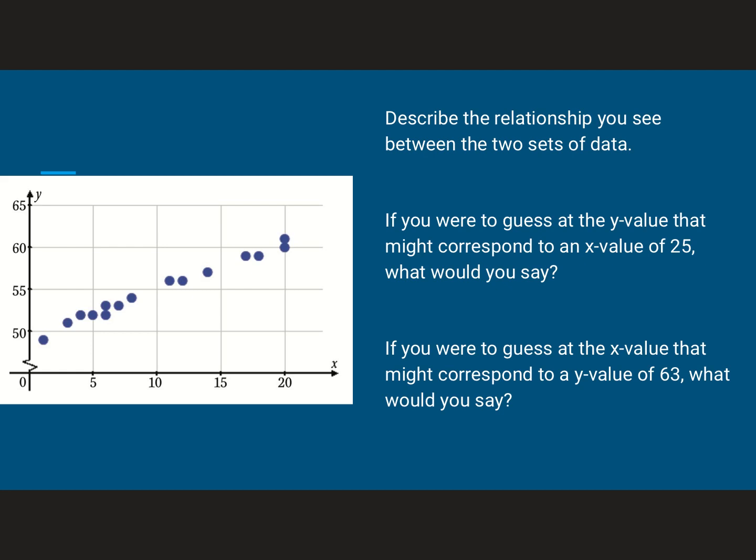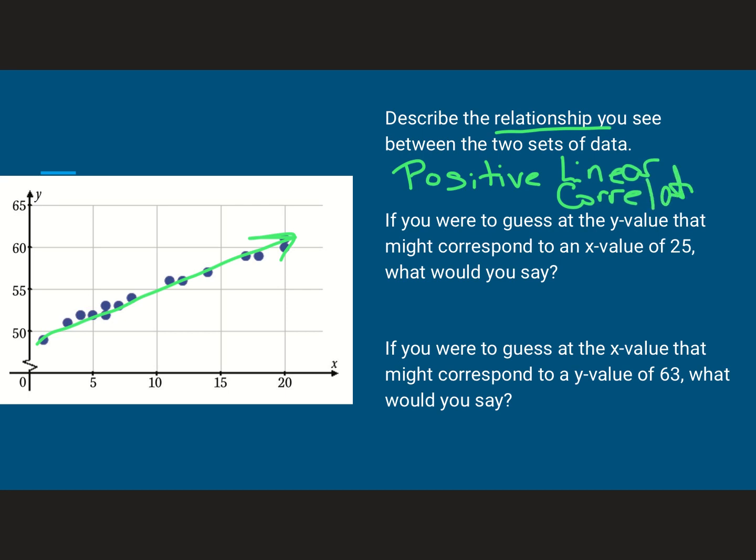Okay, now let's look at this one. Describe the relationship that you see between the two sets of data. Well, in this case, I see a positive correlation because I see that it's going up. Ooh, that's a bad line. But it's sort of going up, right? Generally. So this is a positive linear correlation. If they don't use the word linear, that's okay, because when we talk about positive and negative correlations, we're speaking about linear correlation.